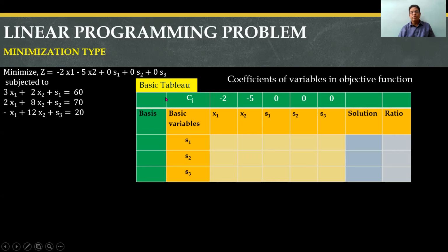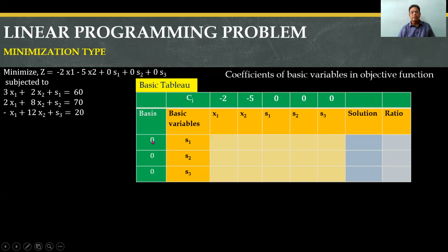Next, we have the first row, which is the CJ row, and we have something written in the CJ row. What are these? These are the coefficients of variables in the objective function. So you can see the coefficients of variables x1, x2, s1, s2, s3 in the objective function, that is -2, -5, 0, 0, 0, are written in the CJ row. Similarly, the basic variables s1, s2, s3 are 0, 0, 0 in the objective function. So that is written here. It is taken from here.